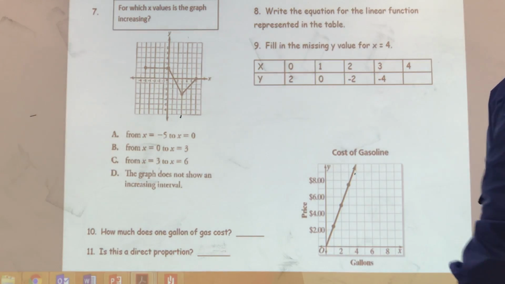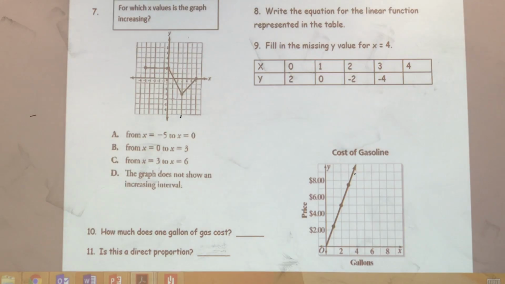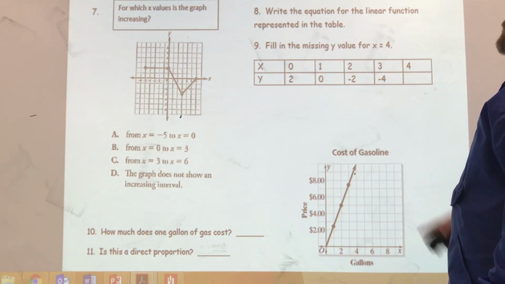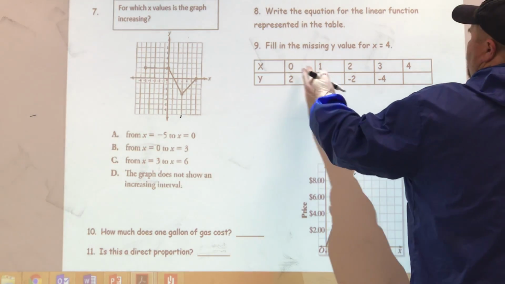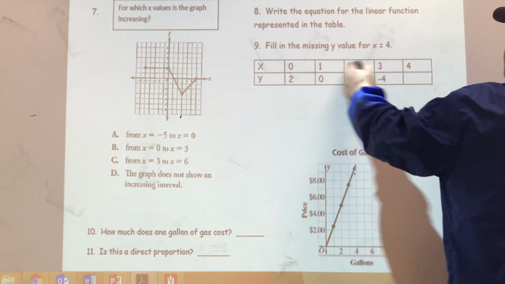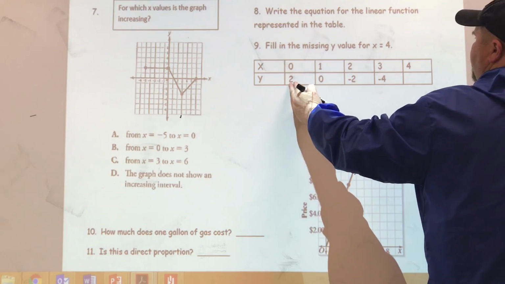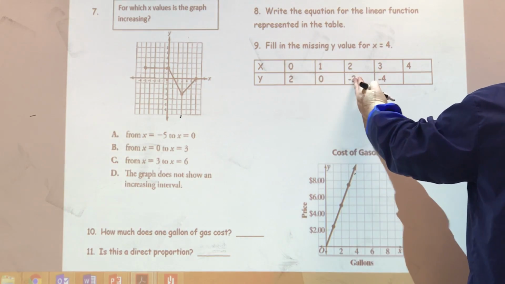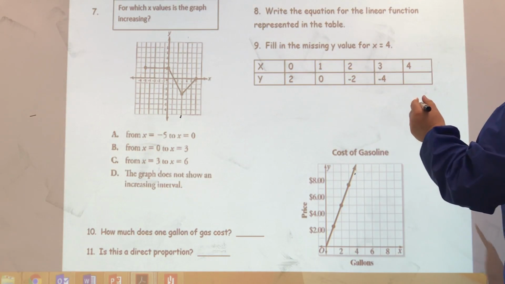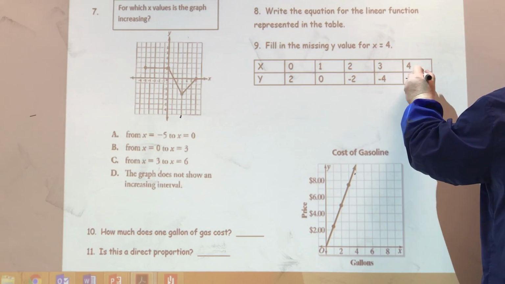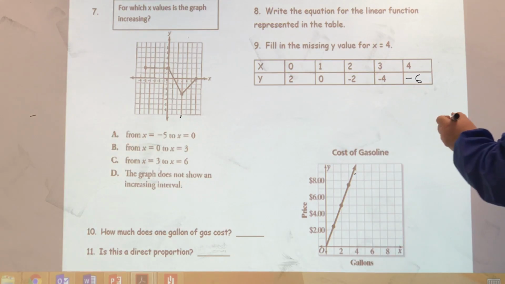All right. Number 8, write the equation for the linear function represented in the table. First, fill in the missing y value for x equals -4. So 0, 1, 2, 3, 4. We've got a constant rate of change here on the top. On the y values, 2, 0, -2, -4. So we can tell that the y value does have a constant rate of change, and it's decreasing by 2 each time. So we know that that's going to be a -6.